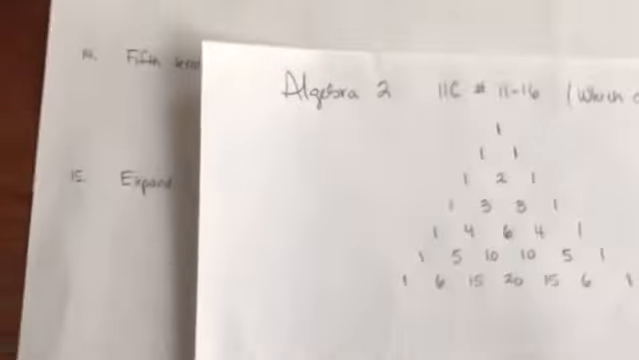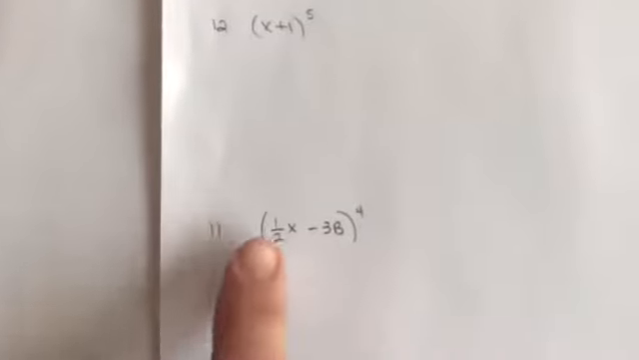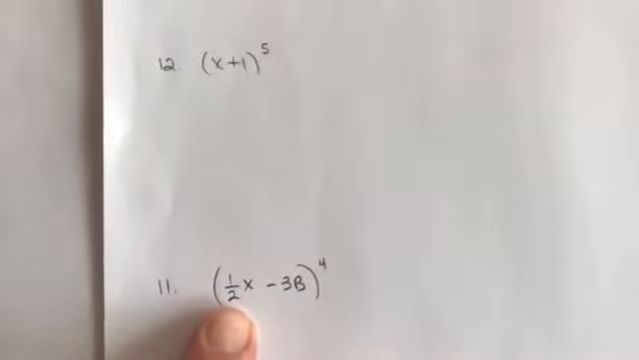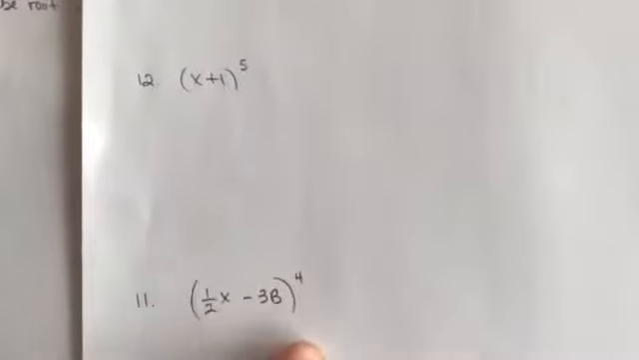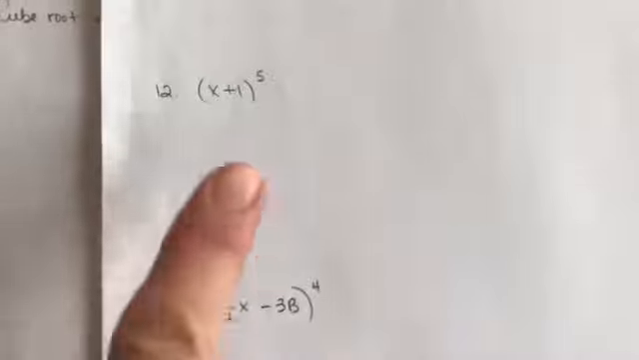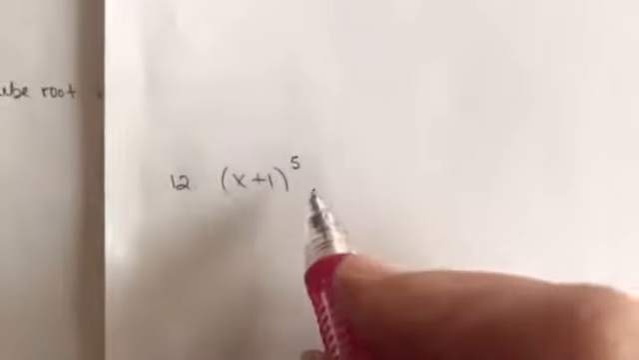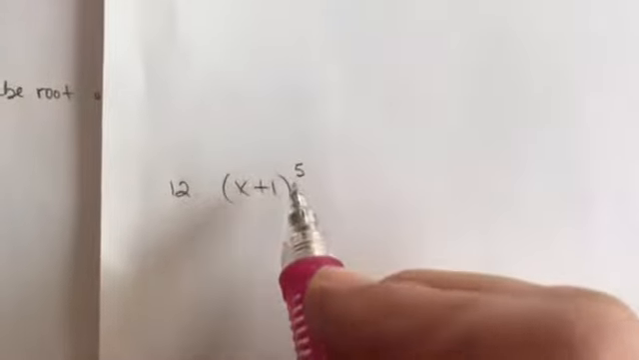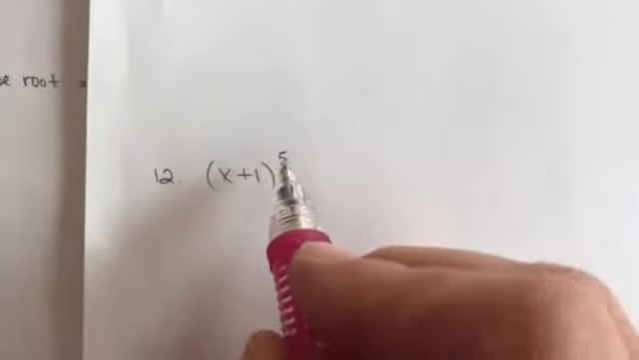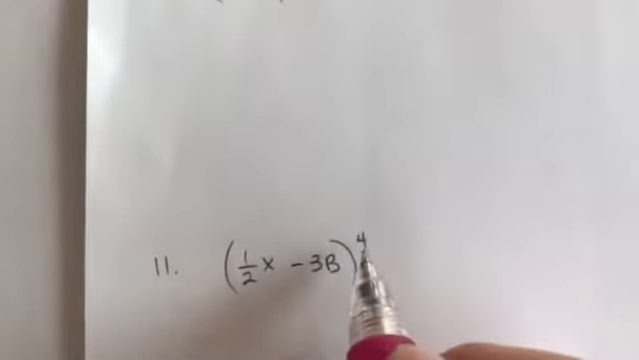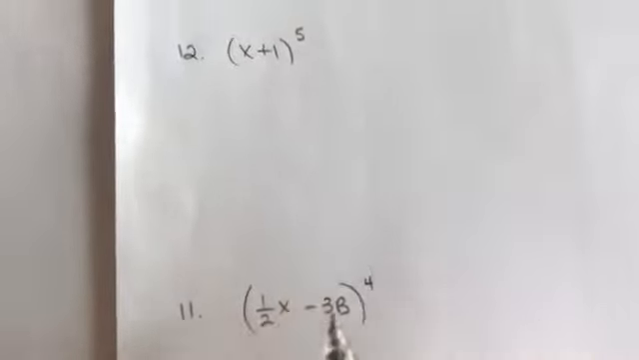Okay, so number 11, the very first one, is so tricky because it's got a fraction in it and it's just gross. So let's start with something a little easier. Let us start with number 12, which is to the 5th power. Now, remember, because it's to the 5th power, we will end up having 6 terms. There's always one more term than the power it is raised to.